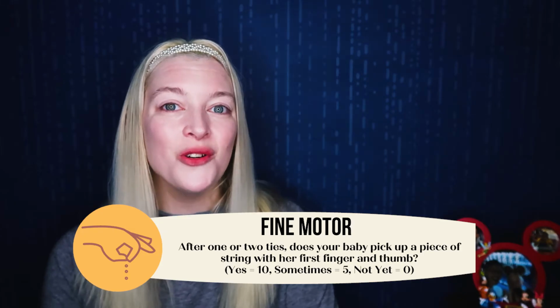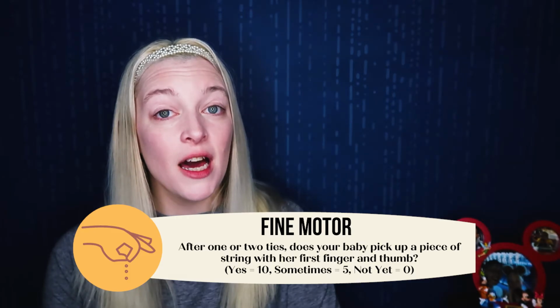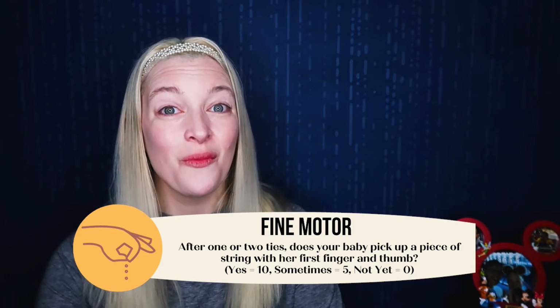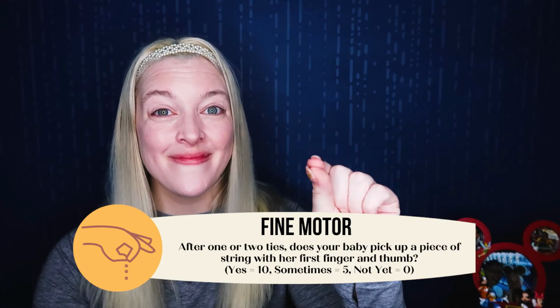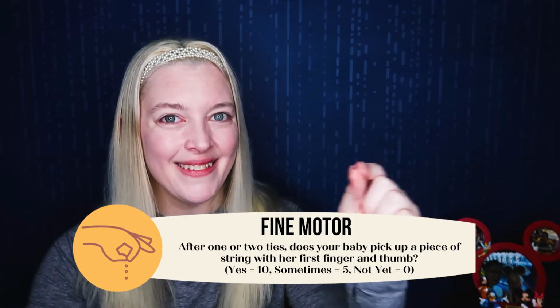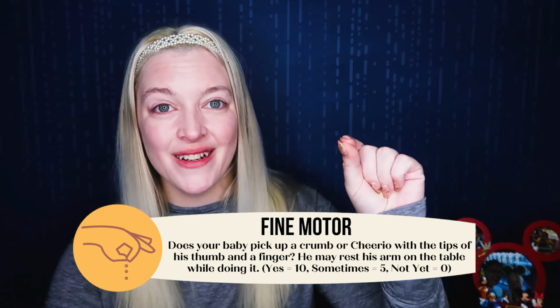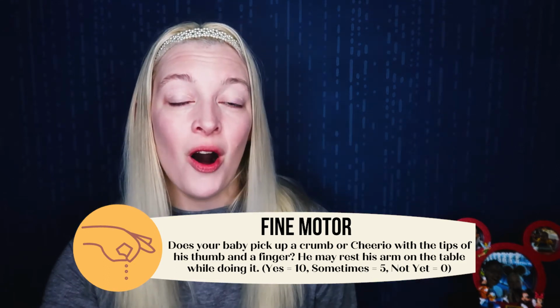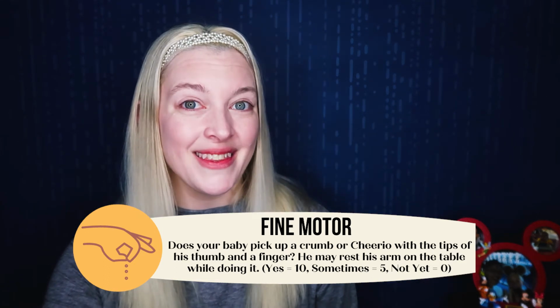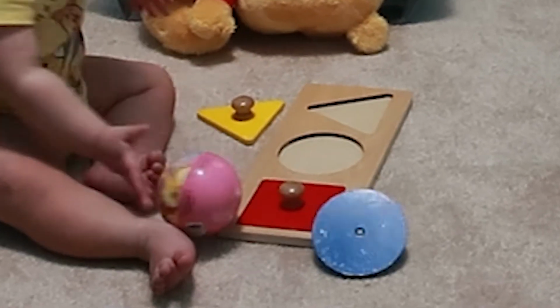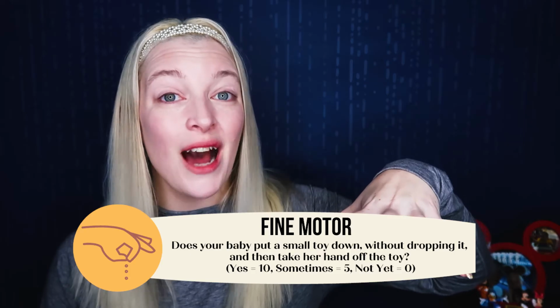After 1 or 2 tries, does your baby pick up a piece of string with her first finger and thumb? The string can be attached to a toy. Does your baby pick up a crumb or a Cheerio with the tips of his fingers? He may rest his arm on a table while doing this. Does your baby put a small toy down on the table and then remove their hand without dropping it?